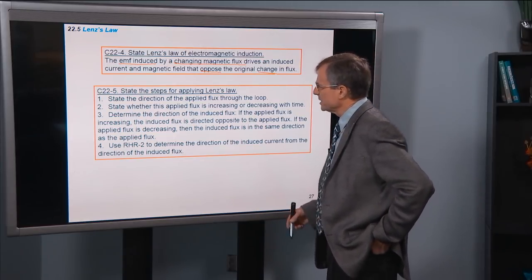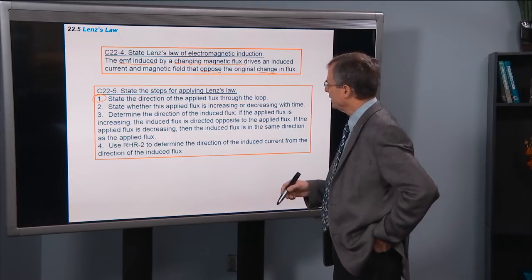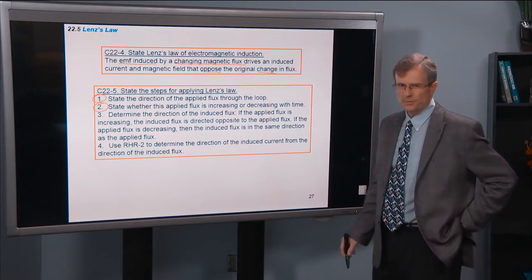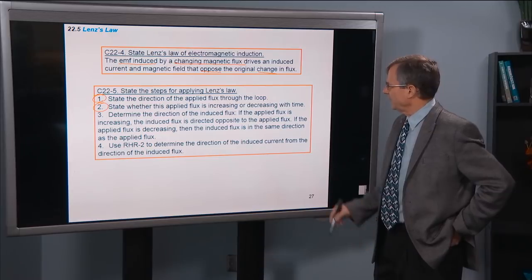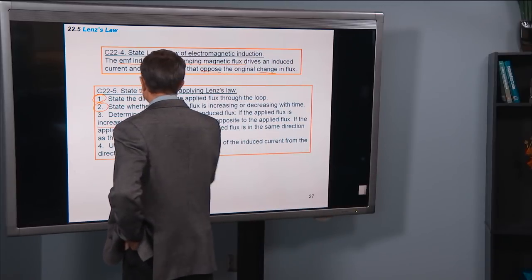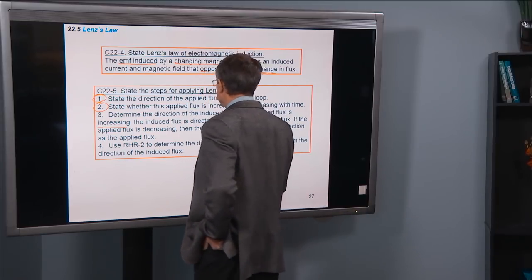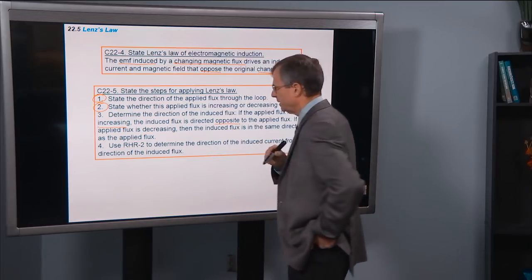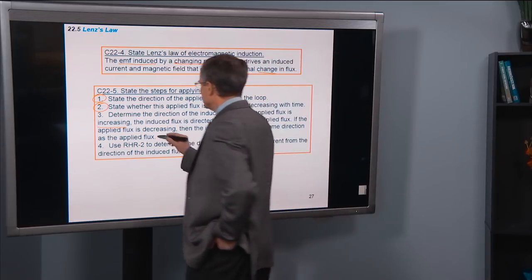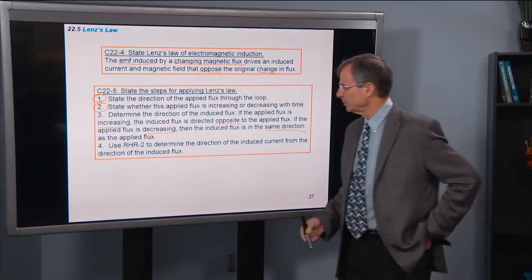So the trick here, there are four steps. State the direction of the applied flux. We'll do an example right after this. State whether this applied flux is increasing or decreasing with time. Number three, determine the direction of the induced flux. If the applied flux is increasing, then the induced flux is opposite to the applied flux. These are a lot of words right now. We'll do some examples. If the applied flux is decreasing, then the induced flux is in the same direction. And then use right-hand rule 2 to determine the direction.